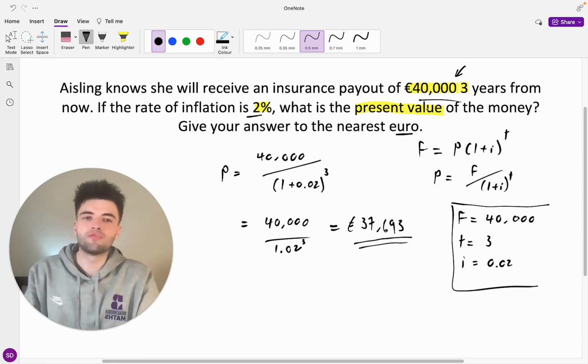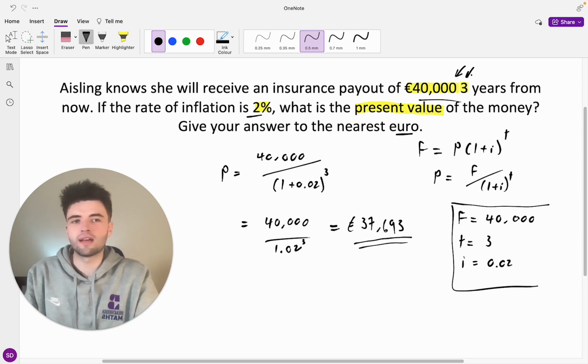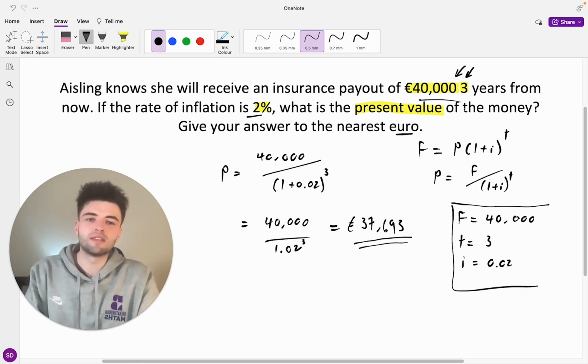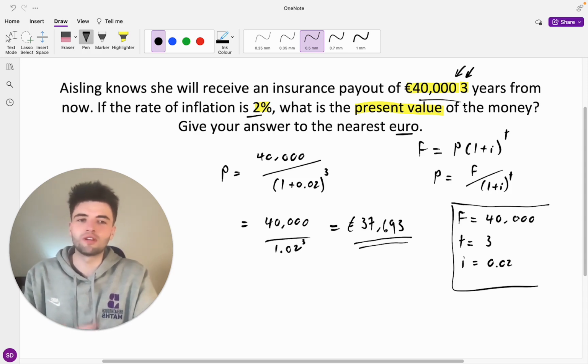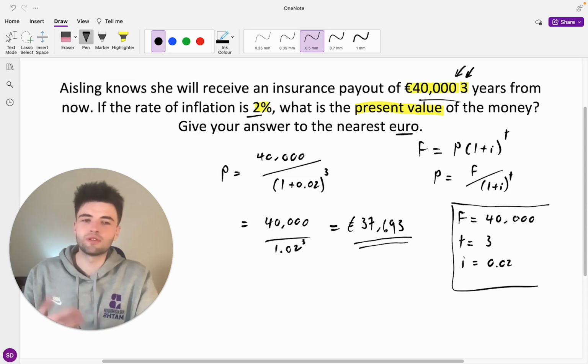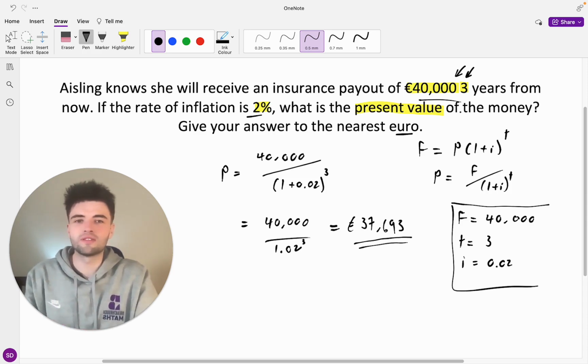So as we expected, the 40,000 in 3 years is worth a little bit less at this point in time, so it's worth 37,000 odd, but it's still obviously a good amount of money to get. It is a lesson though that in life, if anyone's ever trying to put off giving you money, it's generally a good idea to not go for that, because it's always going to be the case that money's worth less in the future. So that's going to be it for this question.